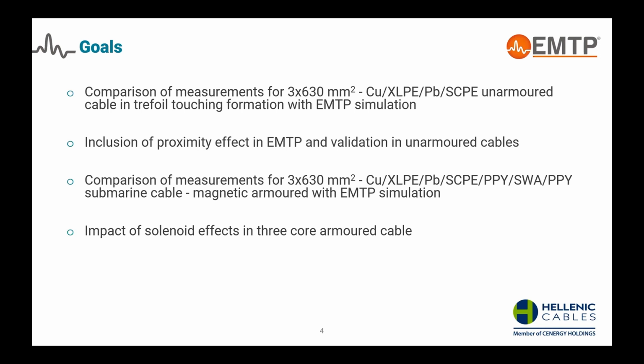For the submarine cable, of course, the conductor may be copper or aluminum, and we have the inter-array cables which are screened with copper wires and aluminum foil, and the export cables are sheathed with lead sheath. Of course, the armor material changes, and it may be ferromagnetic steel or stainless steel. In case of submarine cables, the impact of solenoid effects in three-core cable is expected to make the measurements differ a little bit from the simulations.